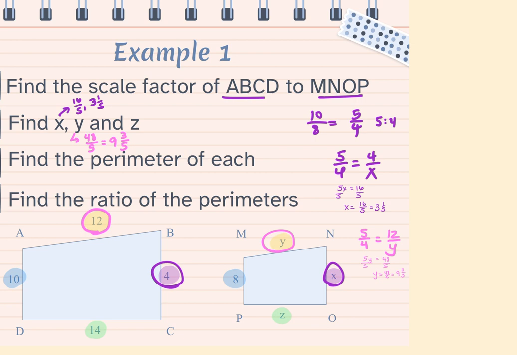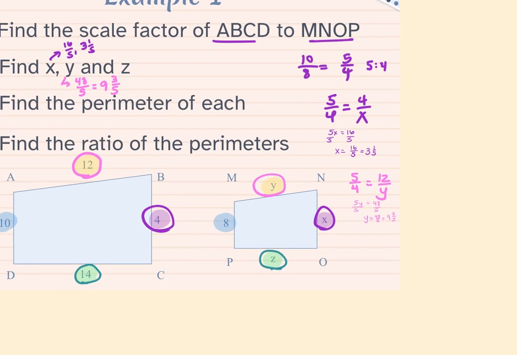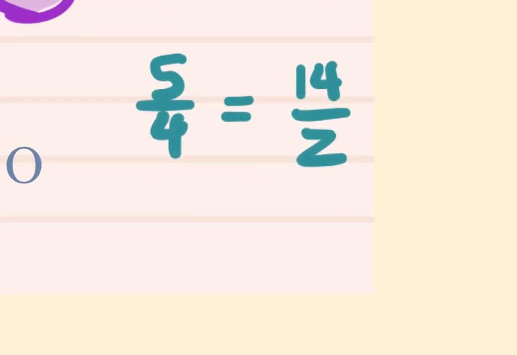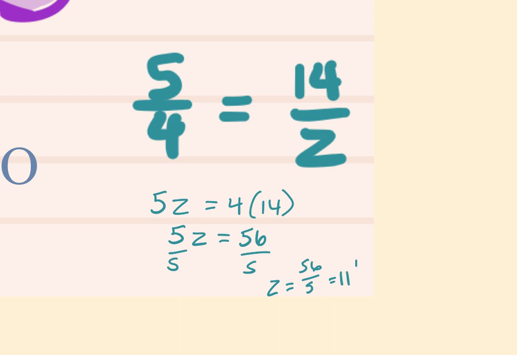I'm going to repeat what we just did again because we're going to find Z. So Z is in the bottom, right? Z matches up with 14. So the scale factor from left to right was 5 over 4. And that would equal 14 over Z. So left to right and left to right, and then I cross multiply. 5 times Z equals 4 times 14, or 5Z equals 56. Divide both sides by 5. And Z equals 56 over 5, or 11 1/5.